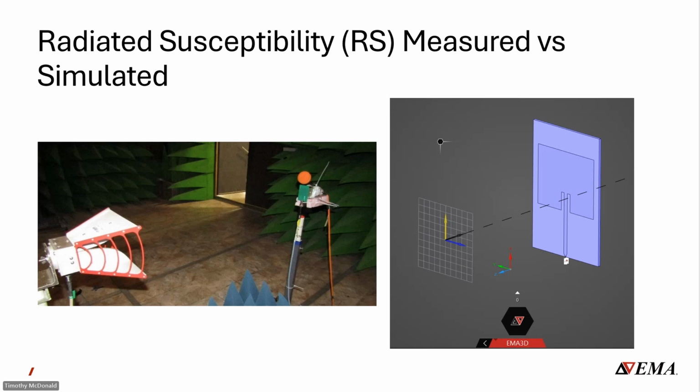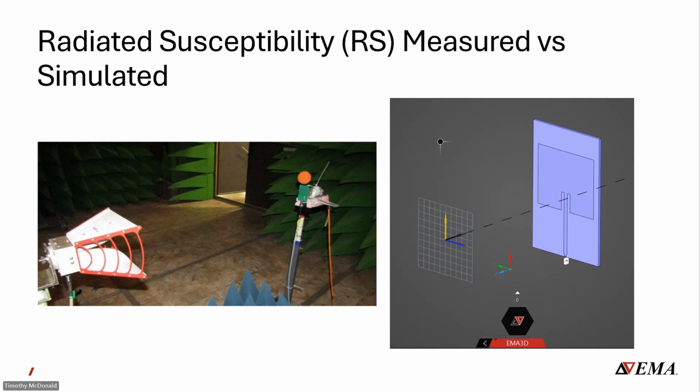To explain that, because of the reciprocity of antennas, the way that they emit signals should match the way that they receive signals. So if it emits well at 1.7 gigahertz, it should receive the most power at 1.7 gigahertz as well. So to confirm the S parameters then means we can move into radiated susceptibility measurements. And this setup is shown here.